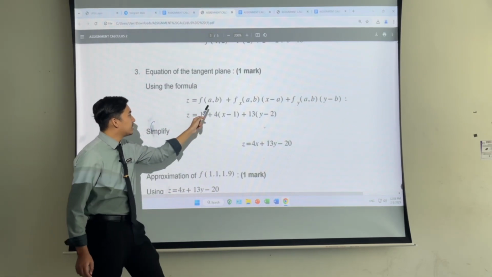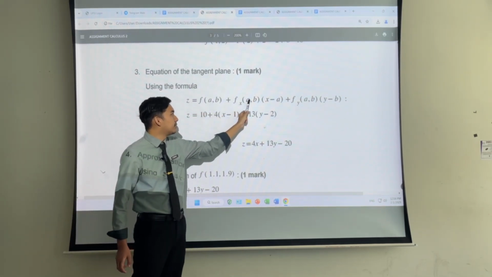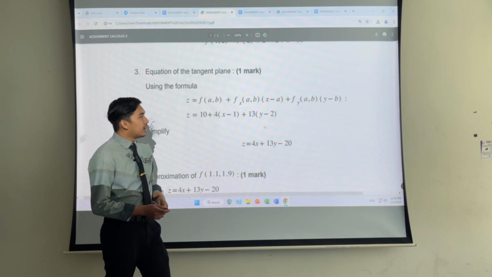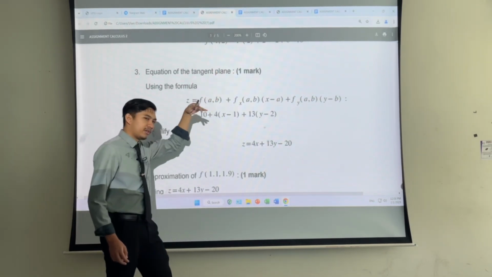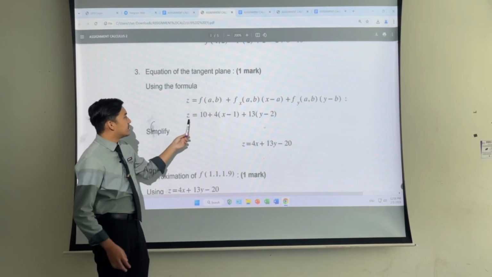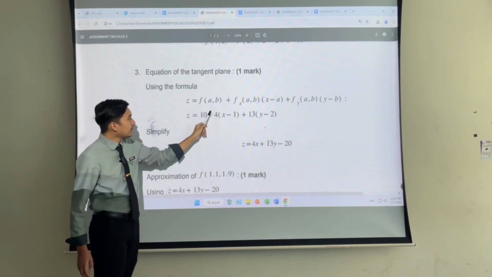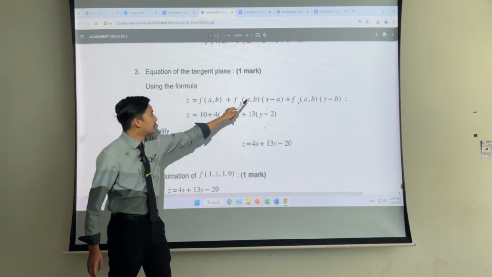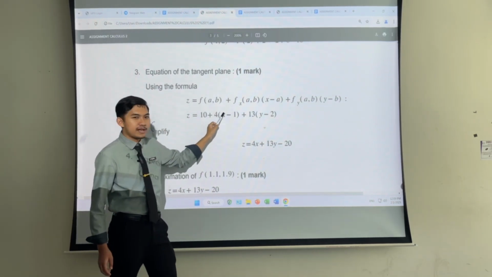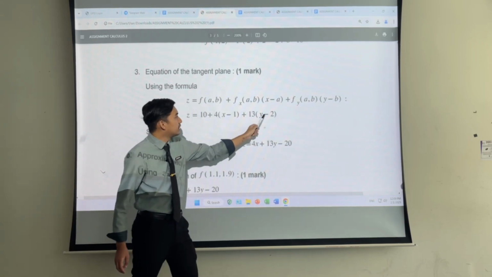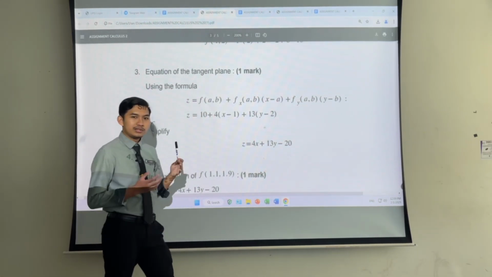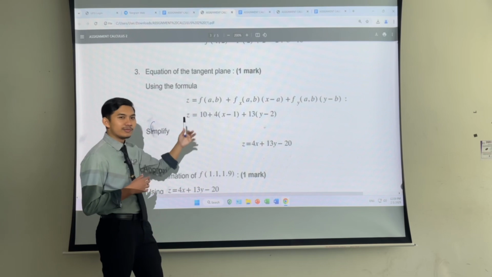This is from the equation, plus fx(a, b) times (x minus a), and we have b. So fy(a, b), we have it from the previous calculation. Okay, so we just substitute z equals 10 plus 4(x minus 1), a is 1, so b is 2. So 13 is fy(a, b). We get this from the previous calculation.